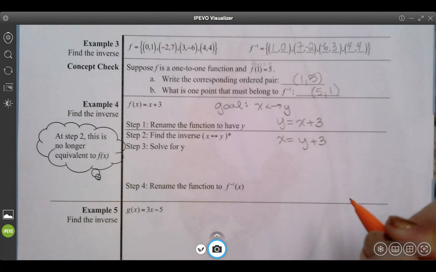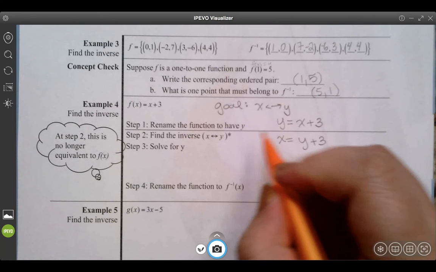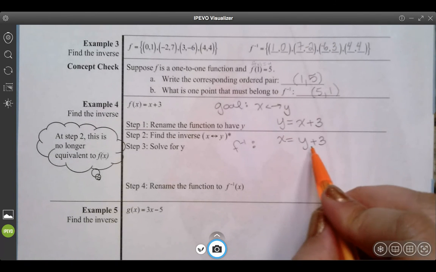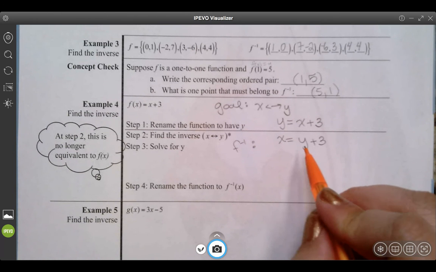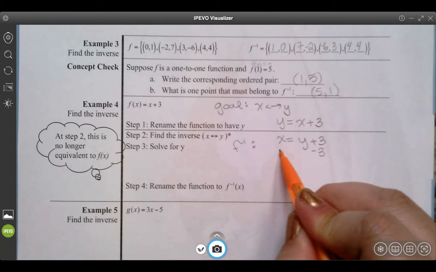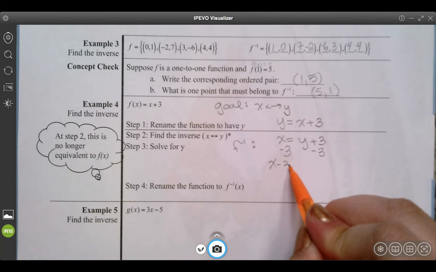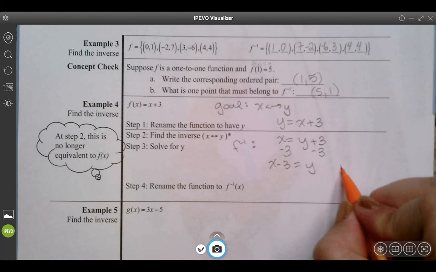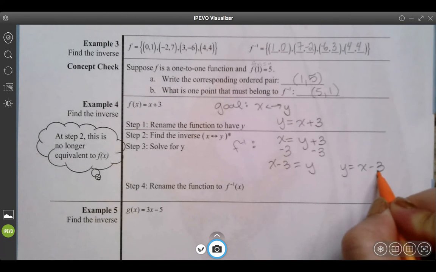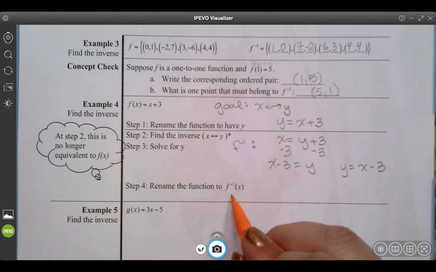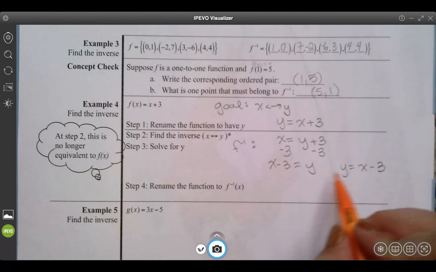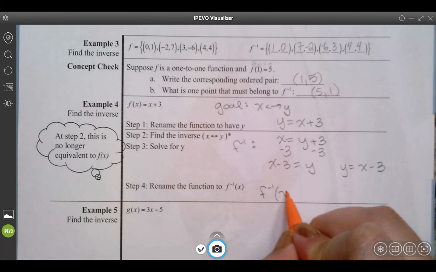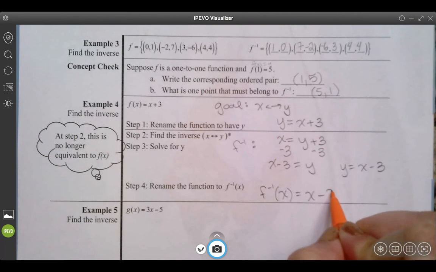And now we want to rewrite our new function, right? This is now the inverse. And in order to write this as a function, we need to solve for y. So we need to isolate y, minus 3. So x minus 3 equals y. And then once we have y solved, we can write it as y equals x minus 3 and write it back into function notation. So we're just renaming it again. Instead of y, we're naming it f inverse. So f inverse of x equals x minus 3.